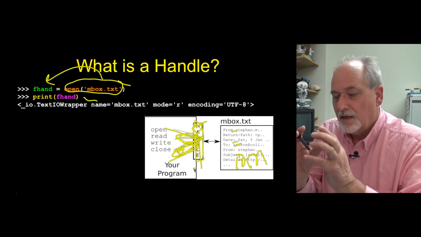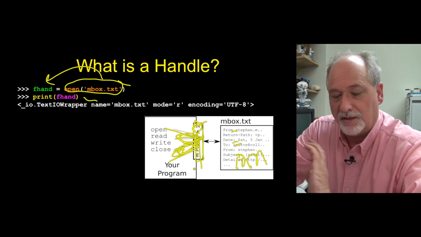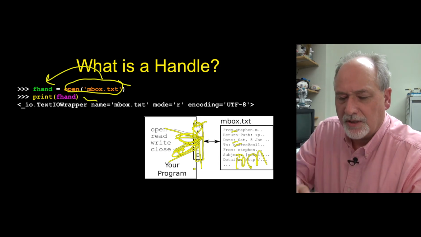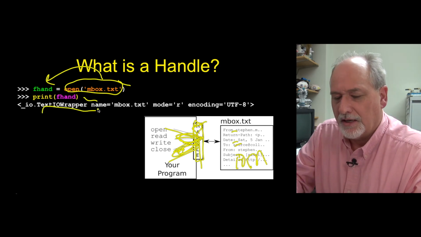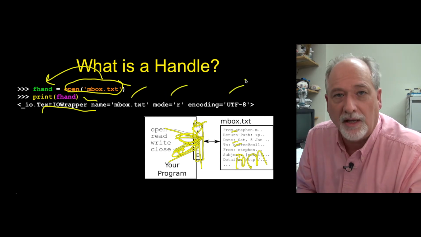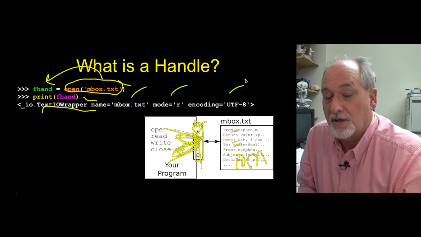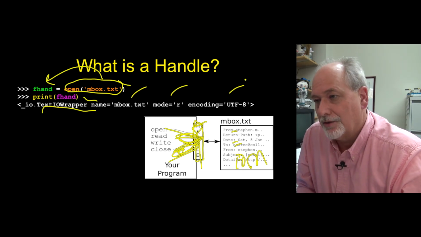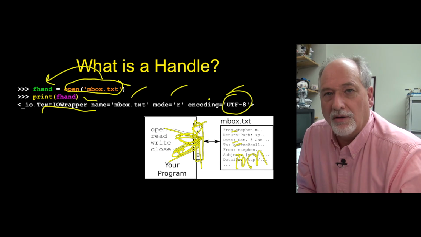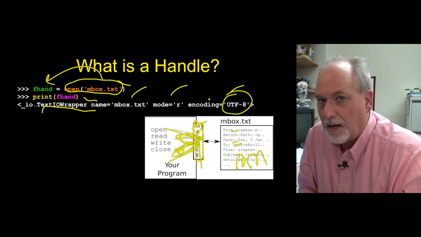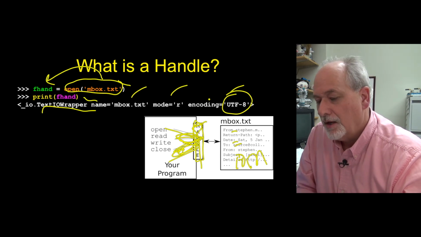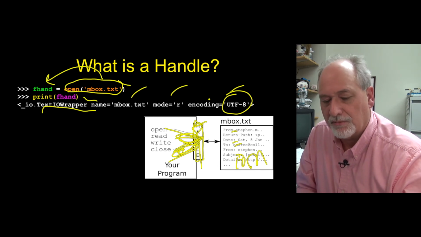But the handle is a thing that allows you to get to the file. It is not the file itself, and it's not the data in the file. It's just a wrapper that allows you to get to it. So if you print it out, it's the file we opened, we're reading it, and encoding has to do with the different kinds of character sets, which we talked about at the end of the last lecture, that Unicode character set, etc. UTF-8 is a great character set. It's probably the most typical character set that you will run into, although you can have different character sets of files, but most of them are UTF-8.